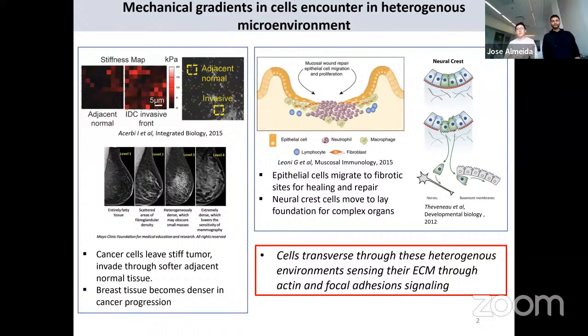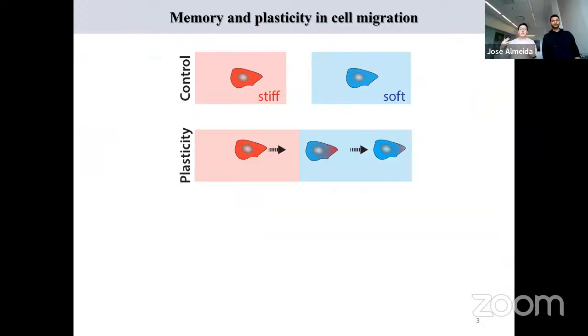In a similar case, when it comes to wound healing and repair, epithelial cells have to go from a healthy outside tissue, which is usually softer, to a fibrotic site, which is usually stiffer. And in neural crest development for these complex organs, you also have to traverse different environments. So these cells move through these heterogeneous environments around their ECM, and they do this through actin and focal adhesion signaling. But we're mostly curious about how the idea of memory and plasticity is impacting cell migration.